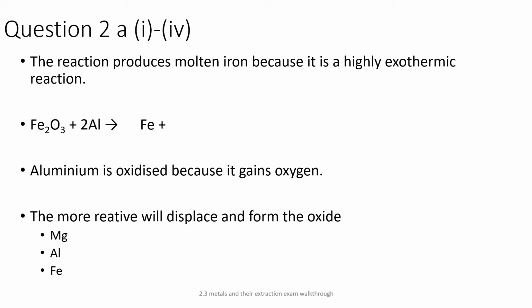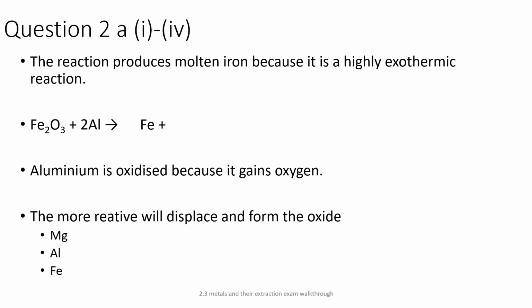Next question. You say this is a very exothermic reaction, which means the reaction gives out a lot of heat. This heat is enough to melt the iron produced in the reaction, so it will be released as a liquid. You can also get a point if you mention the melting point of iron is 2500 degrees C.